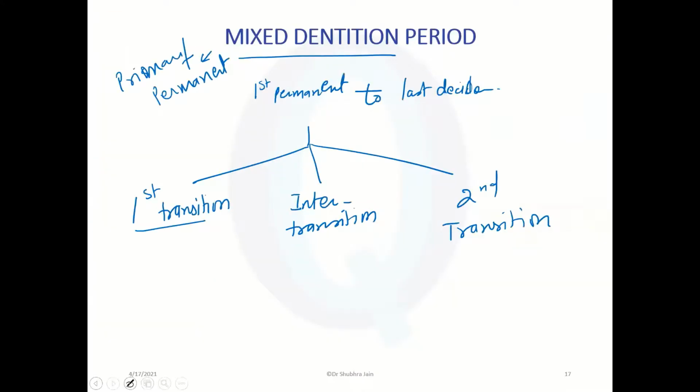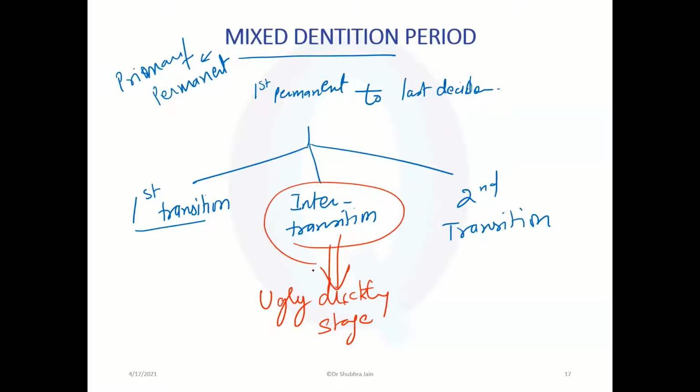Now there is one very doubtful question which is not given in any standard book, so you don't need to kill yourself finding the answer. It is the ugly duckling stage. After much reading, I feel the ugly duckling stage comes in the intertransition. When we go about this, I'll explain why. So first transition: first permanent molars and incisors are replaced. In intertransition, nothing much happens. In second transition, canines and premolars are replaced.